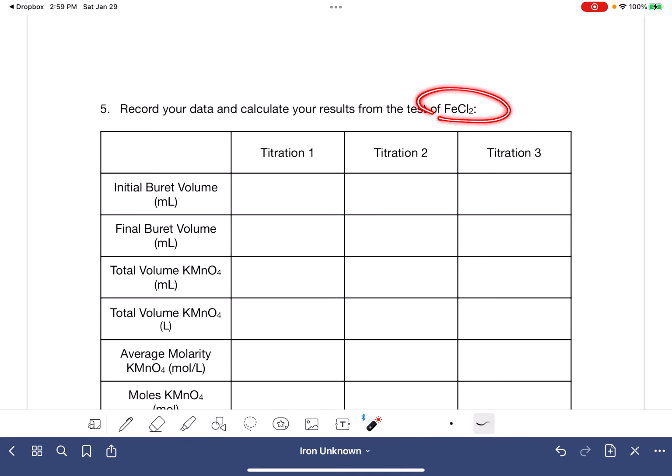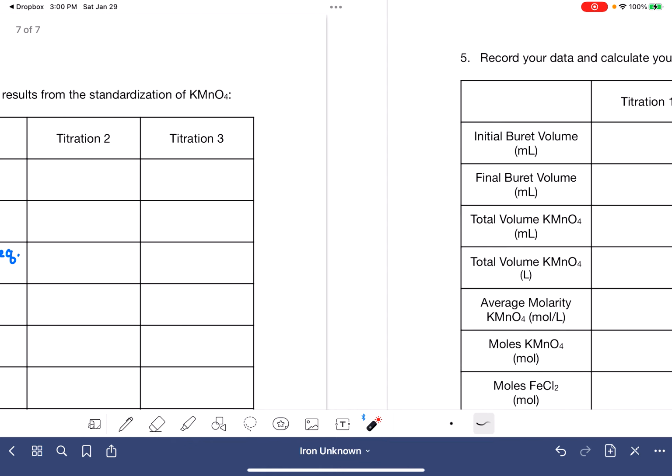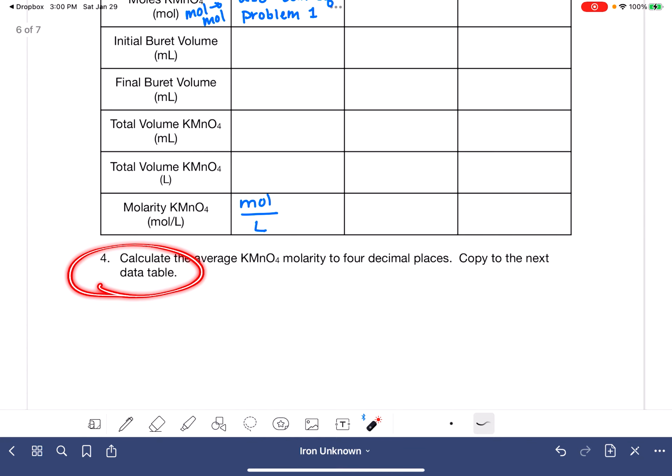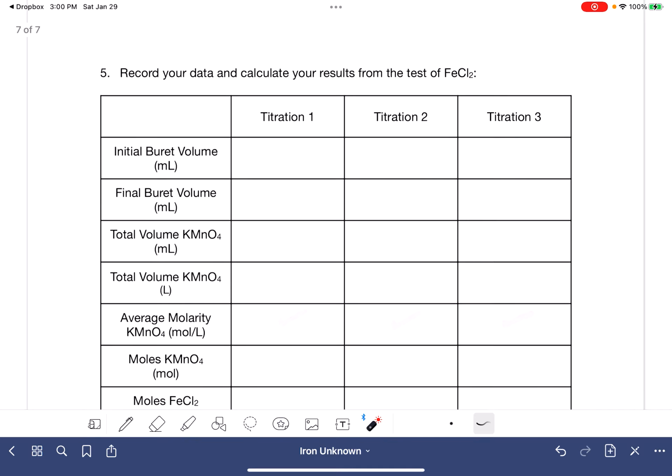The next data table has to do with the second titration that you performed. This is the test of the FeCl2 mixture. You'll be reporting initially just your burette volumes, your initial, your final, and your total burette volume, and then convert that total volume into liters. This is where you will report your average KMnO4 molarity. That's the average that you took right here in problem number 4. So you'll just copy that into all 3 of these boxes.